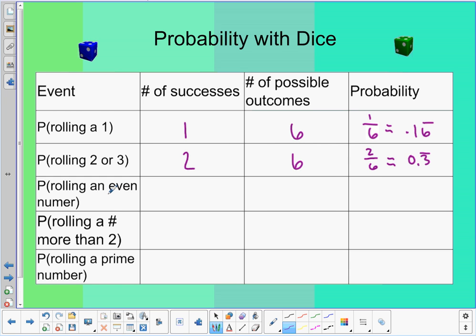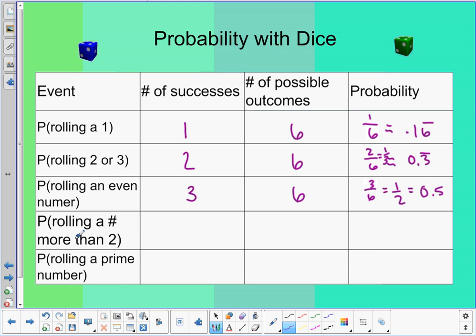Rolling an even number. On a number cube, there's the numbers 1, 2, 3, 4, 5, and 6. Half of those are even, 2, 4, and 6. So I have 3 successes, because I have a 2, a 4, and a 6. I have 6 total outcomes. That's 3 out of 6, which is the same thing as 1/2, or 0.5. I could have also reduced this up here. 1/3 would be that reduced fraction there.